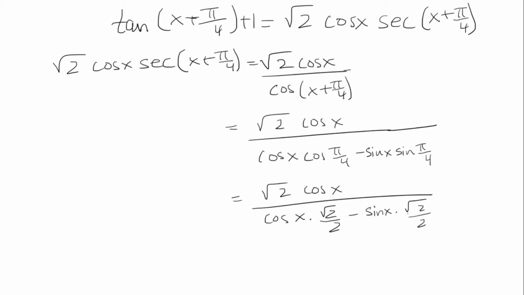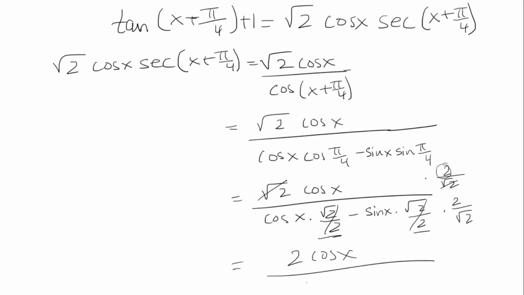Okay, so at this step, I want to get rid of the root 2 over 2. So I'm going to multiply top and the bottom by 2 times the square root of 2. Sorry, 2 divided by the square root of 2. Okay, so I'm going to distribute the 2 over root 2 to both root 2 over 2's. So those are going to cancel. And then the root 2 cancels at the top. So I'm just left with 2 on the top. So it's 2 cosine x over cosine x minus sine of x.